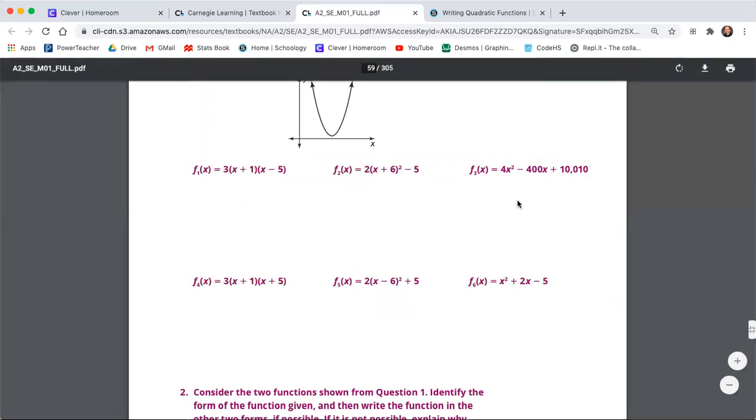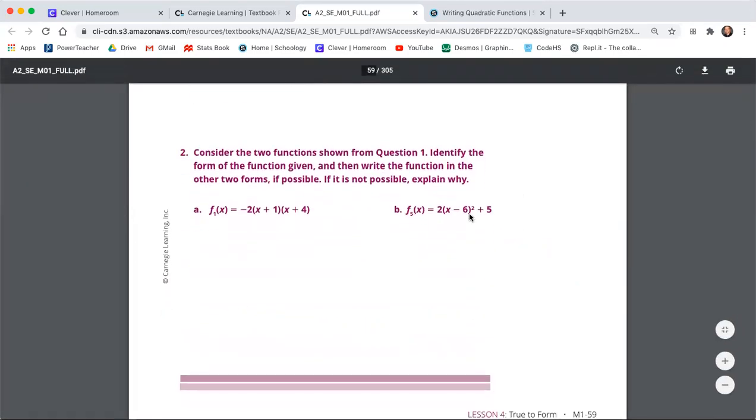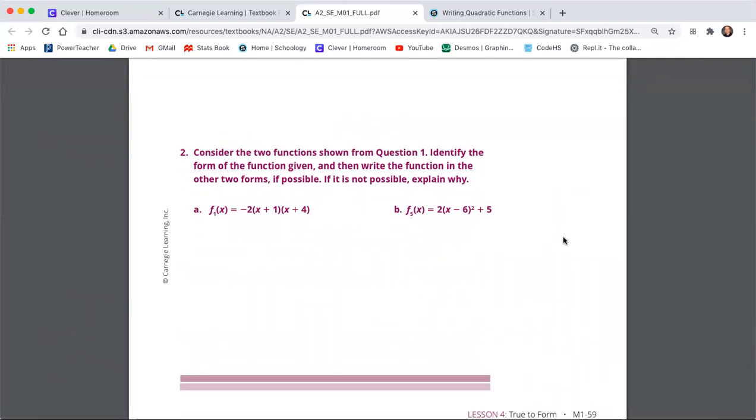Okay, that just about does it. Number 2 here is just identify which form these are. Very important to be able to do that. We'll just not worry about the second part of the question, but that first part, just by looking at this, you should know that it is in factored form. That is factored. This one, just by looking at it, vertex form.